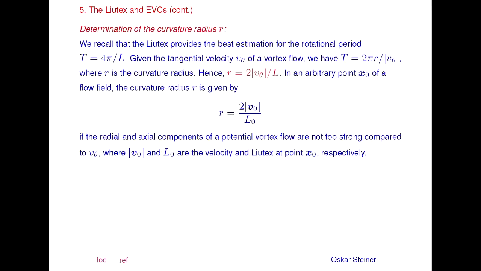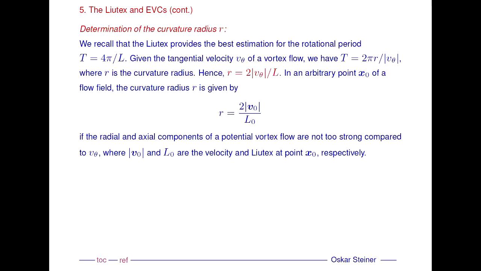And how do we do that? Now we know that the rotational period is given by 4 pi divided by the Liutex. We don't use any streamlines. We just use the Liutex. At the same time, the rotational period at a given radius r is, of course, the circumference of this circle divided by the tangential velocity. And when we look at these two equations, we obtain the curvature radius. It's simply 2 times the tangential velocity divided by the Liutex.